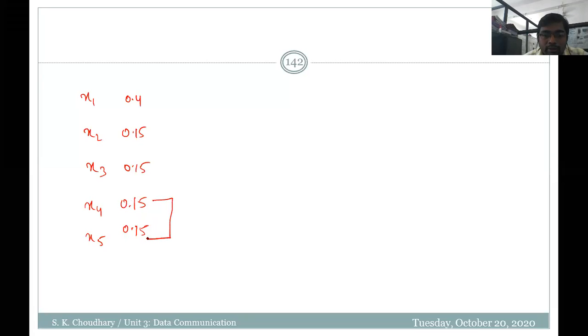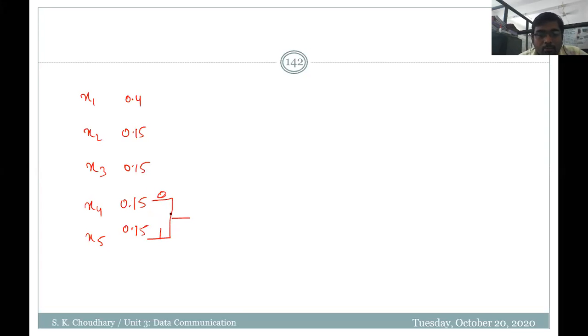So in this way, x4 would be assigned a 0 and x5 would be assigned a 1, and the summation would become 0.30. Now, according to the Huffman tree method, what we have to do? If the summation becomes higher than the probability of the next upcoming message, then we have to keep the summation above them.